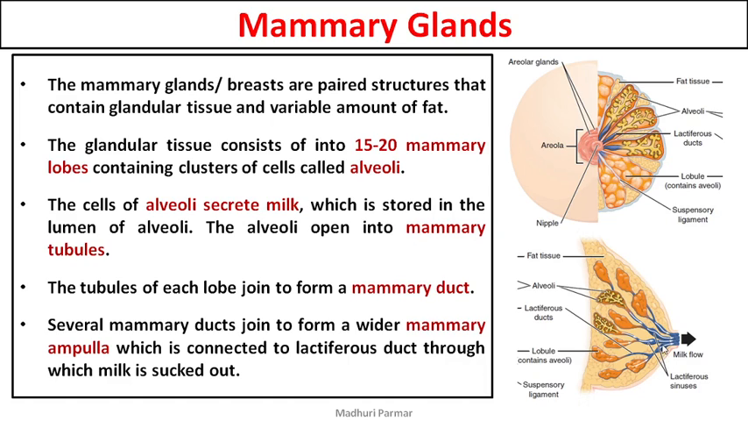Several mammary ducts join to form a wider mammary ampulla. Again, here the term ampulla. Can you see this portion in the blue color? It is a little wider portion, right? You have thin tubes and then a very wide portion. So this wider portion is known as the ampulla.